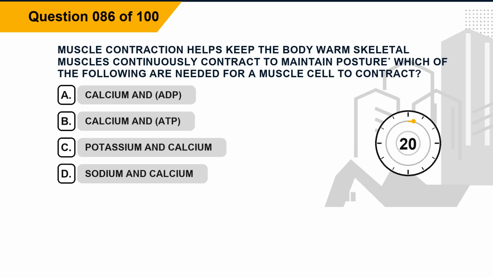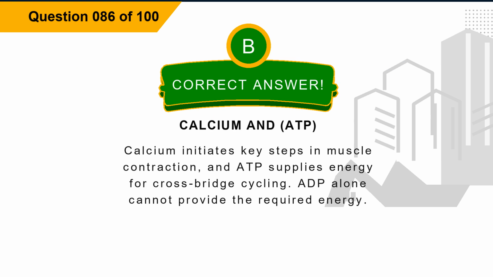Question 86. Muscle contraction helps keep the body warm. Skeletal muscles continuously contract to maintain posture. Which of the following are needed for a muscle cell to contract? Option A, calcium and ADP. Option B, calcium and ADP. Option C, potassium and calcium. Option D, sodium and calcium. The correct answer is option B, calcium and ADP. Explanation. Calcium initiates key steps in muscle contraction, and ADP supplies energy for cross-bridge cycling. ADP alone cannot provide the required energy.